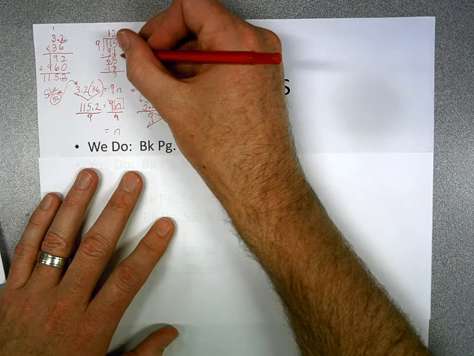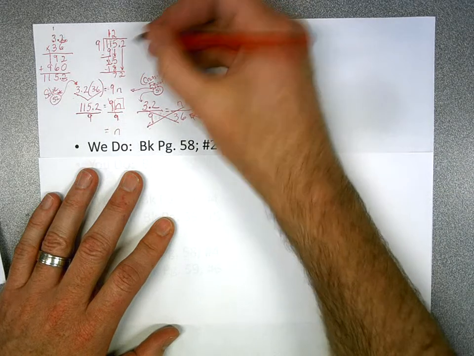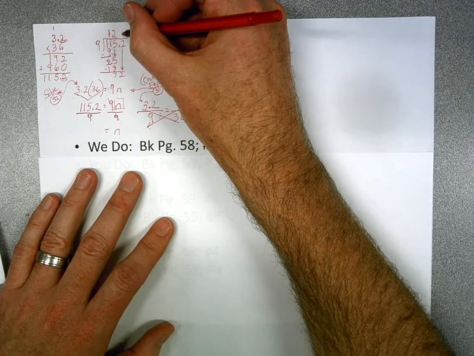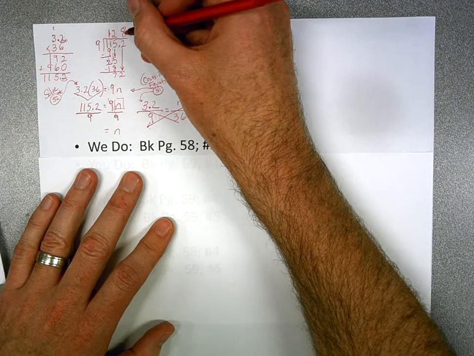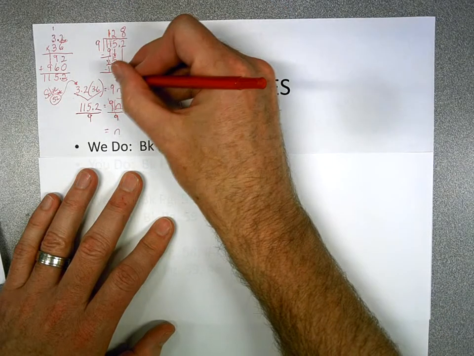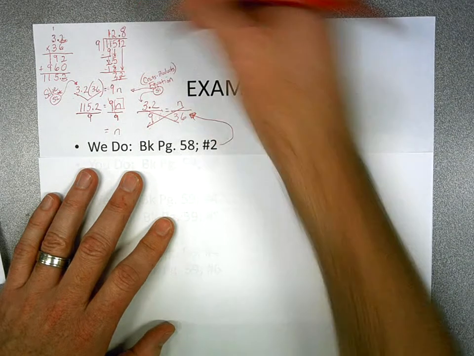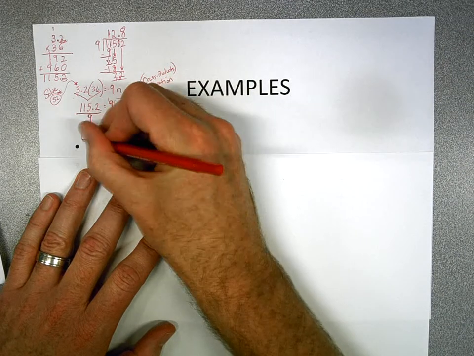And I get 7. And my last digit comes down, and I now have 72, which I like because I know 9 goes into 72 exactly 8 times. I put the 8 over the 2 I brought down. 8 times 9 is 72. No remainder. Don't forget, bring your decimal up. And ladies and gentlemen, n is equal to 12 and 8 tenths.